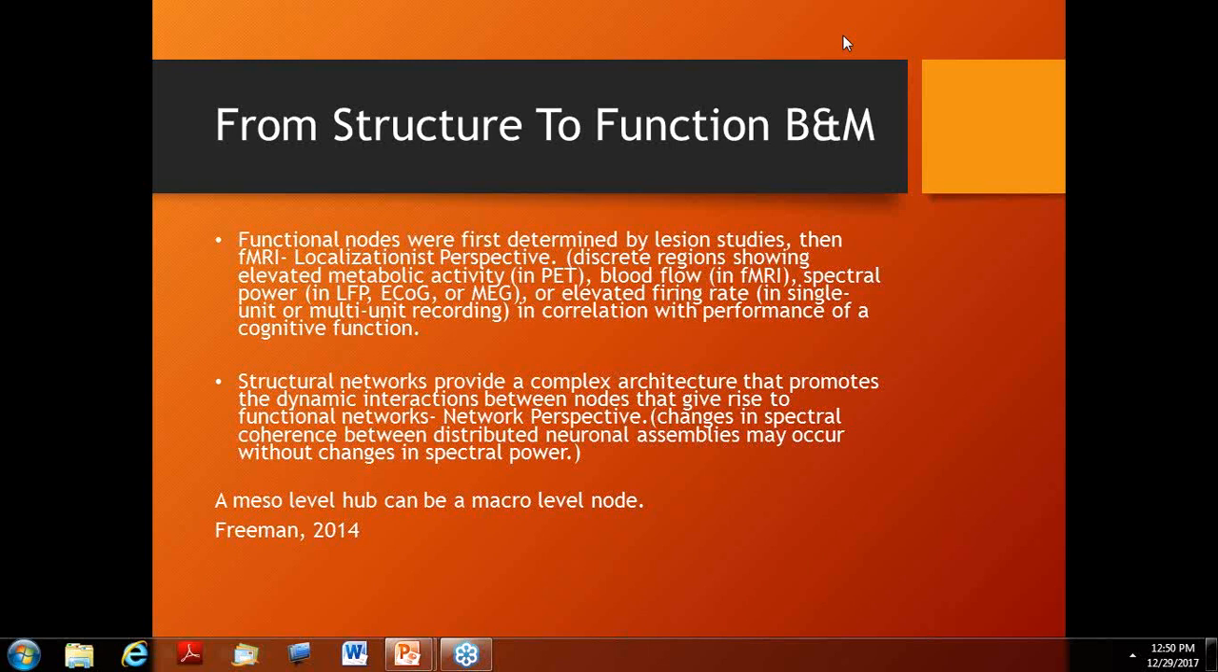Network perspective. Okay. Changes in spectral coherence between distributed neuronal assemblies may occur without changes in spectral power. That was something that Dick Genardi pulled out of all this literature and just put into one sentence, but it is a very important sentence. And that is the idea that even though these areas are lighting up, they may not be telling us about what other areas they're coherent with or discoherent with.